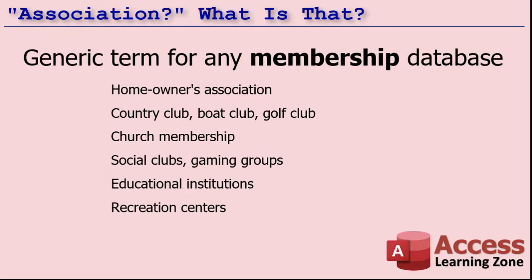So what I've decided to do, based on the tons of emails I get, is an association database. Now, what does that mean? I tried to come up with a nice generic term for any kind of membership database. It could be a homeowners association, a country club, a boat club, a golf club, whatever kind of club you're in. Church membership database. Lots and lots of people ask me if I have anything for building a church membership database. So that's a big one.